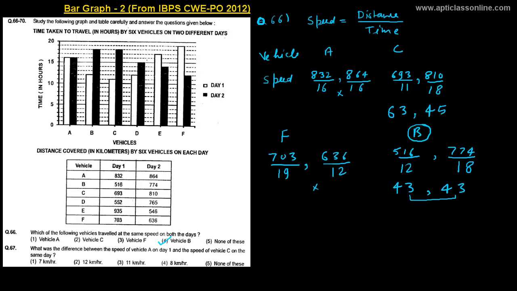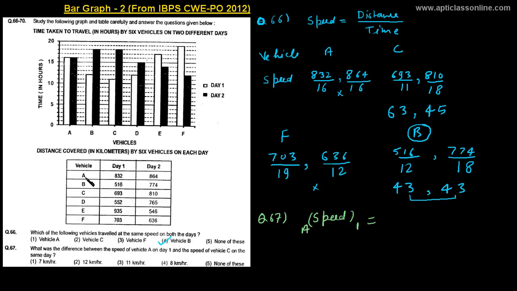Let's proceed to the next question, that is question number 67. The question says, what was the difference between the speed of vehicle A on day 1 and the speed of vehicle C on the same day? So we have to check the difference of two speeds. First we take the speed of vehicle A on day 1. Let's write it in this manner.